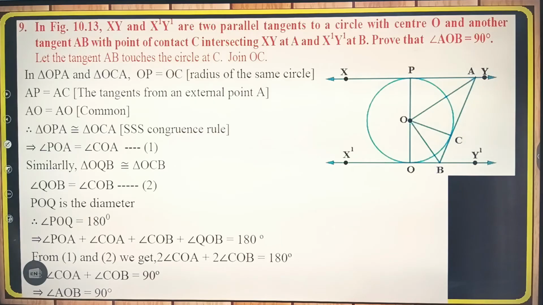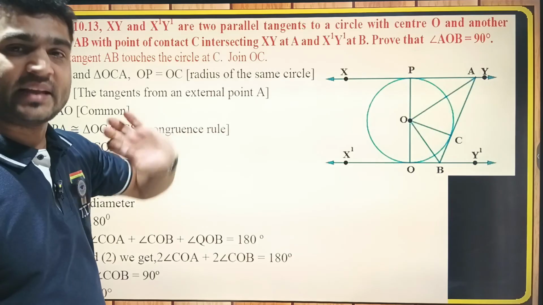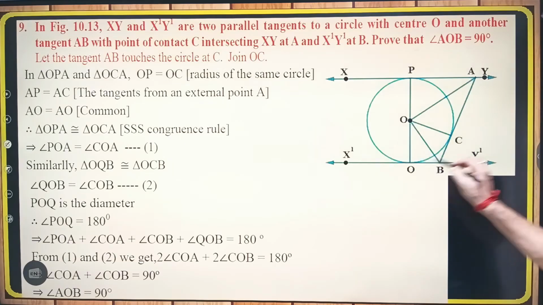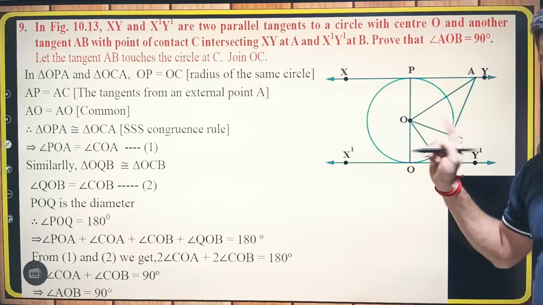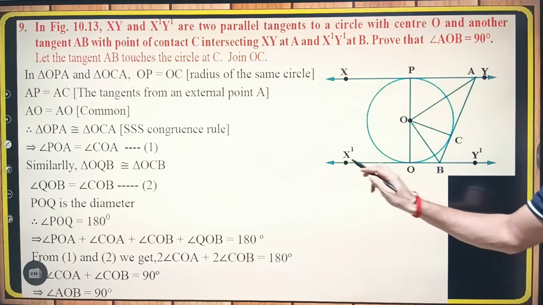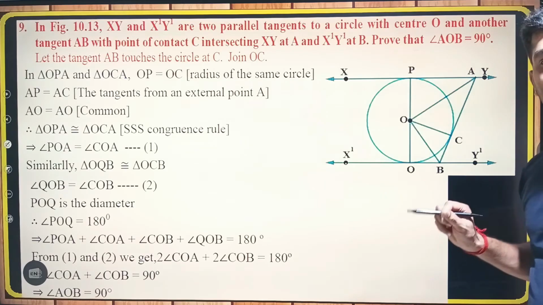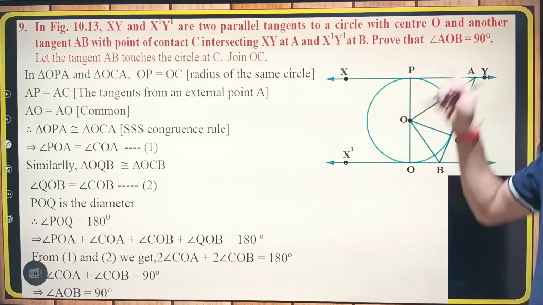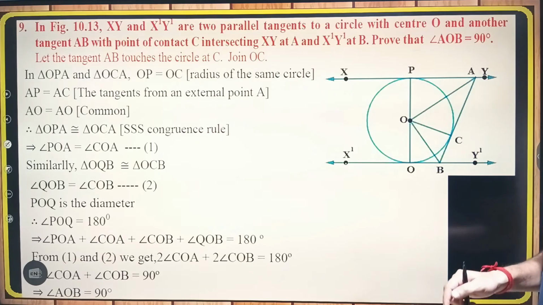The question is here: XY and X'Y' are two parallel tangents to a circle with a center O. Let's take a circle. Here there is a circle with center O. Figure is given in your question. So the center is O. Here X, Y and X', Y'. Notice this is X' and here is Y'. XY and X'Y' are the tangents of a circle with center O, and another tangent AB with a point of contact C.